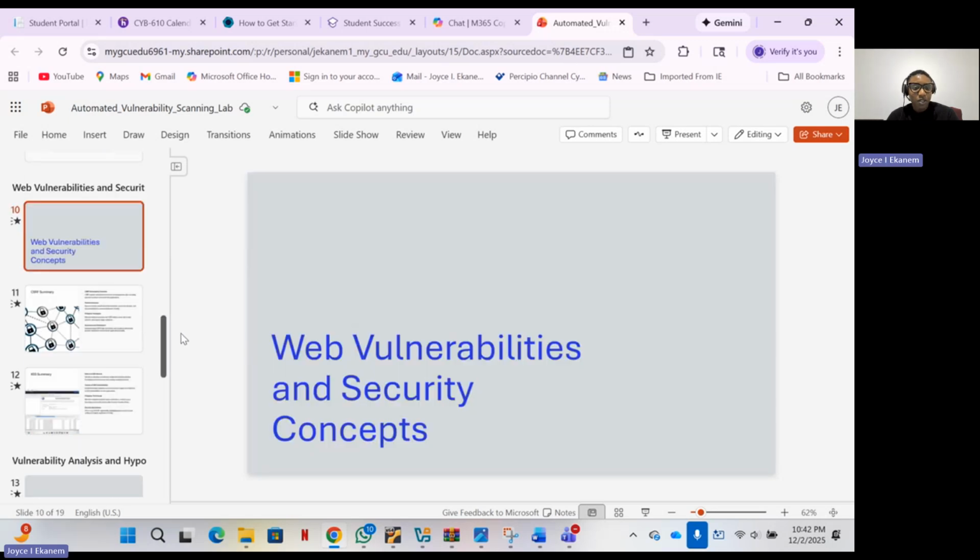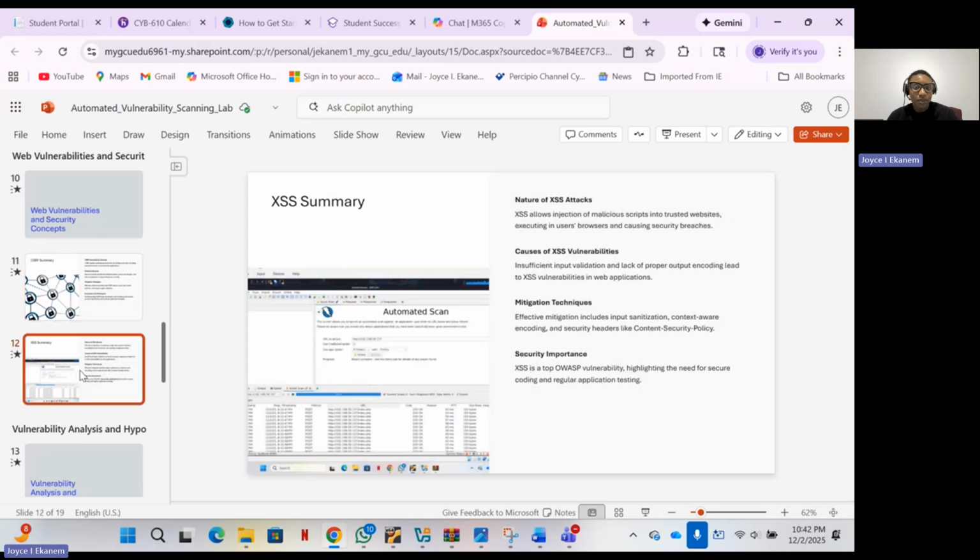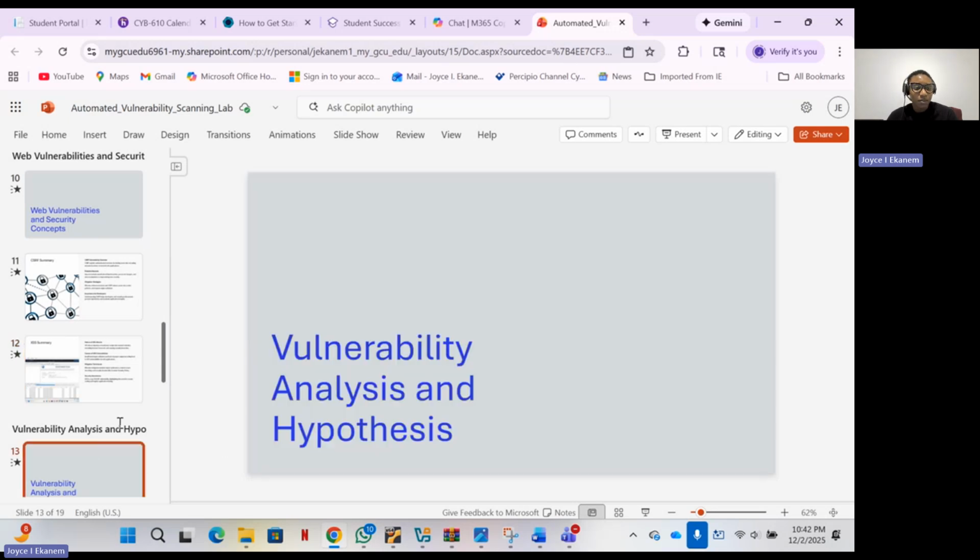Web vulnerabilities and security concepts. We have the CSRF vulnerability overview, potential impact, mitigation strategies, importance for developers. The cross-site scripting summary: nature of the cross-site scripting attack, causes of cross-site scripting vulnerabilities, mitigation techniques, and security importance.